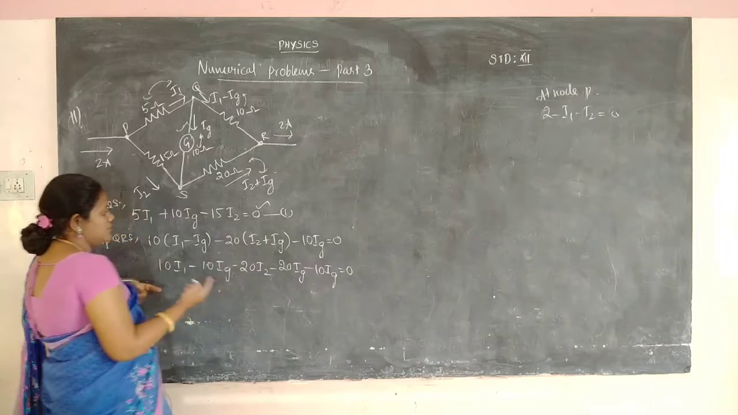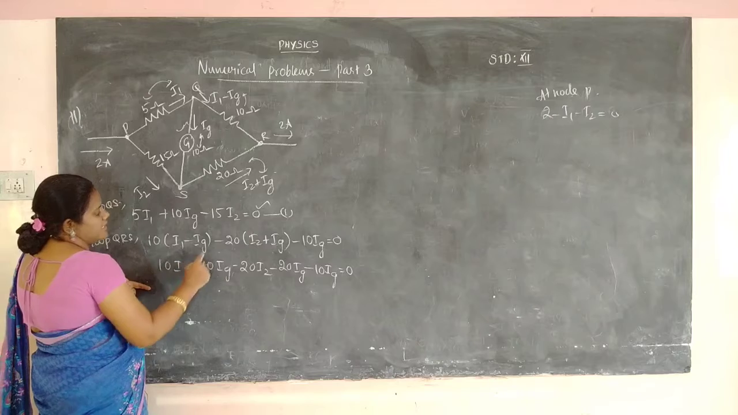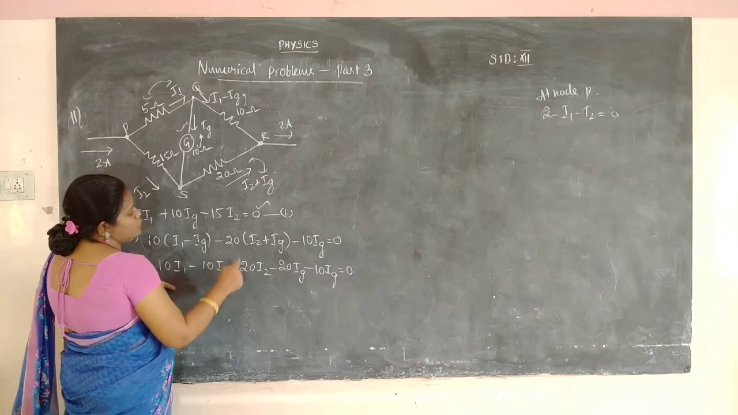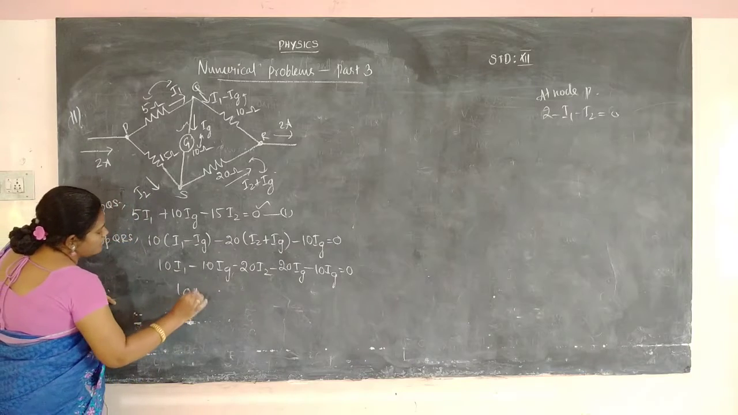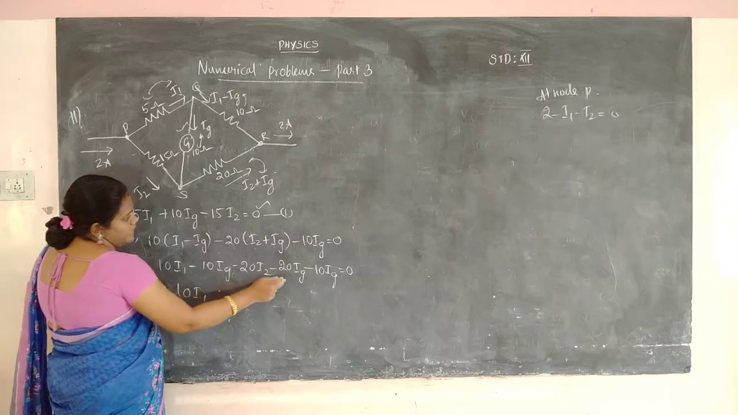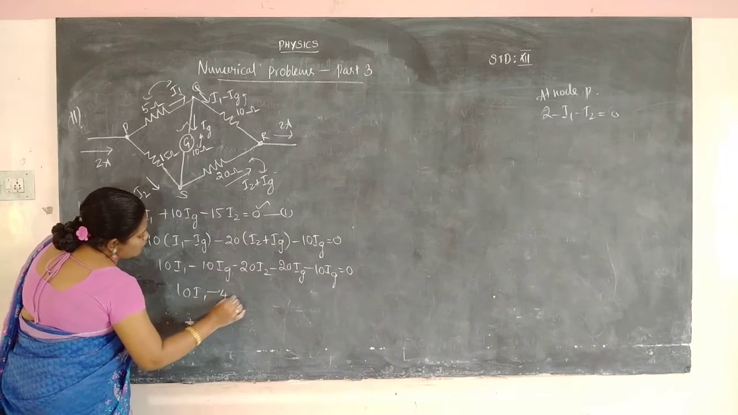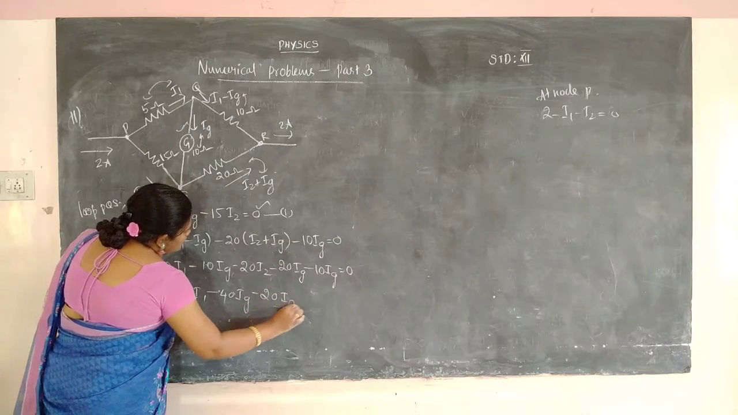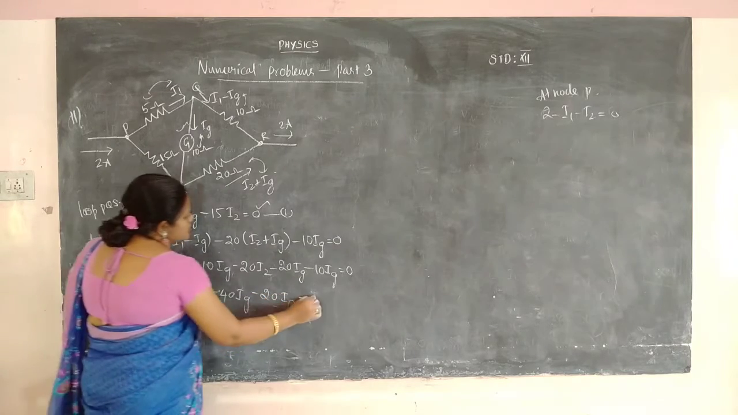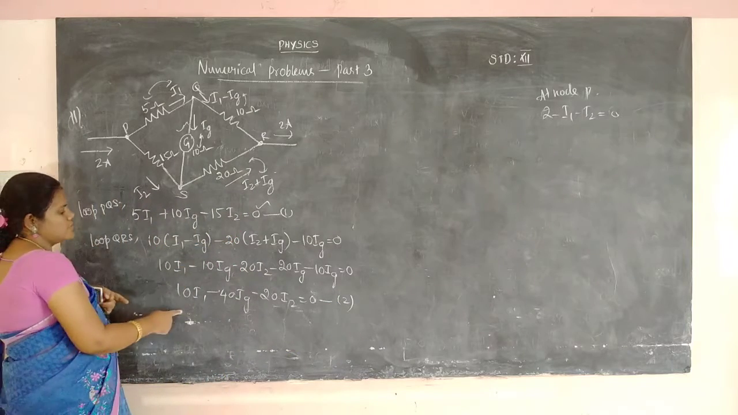Simplifying, 10 I1 minus 10 IG minus 20 I2 minus 20 IG minus 10 IG. So the IG terms are 10 IG, 20 IG, 10 IG, giving minus 40 IG, and minus 20 I2 is equal to 0. We consider this as the second equation, and the earlier one as the first equation.